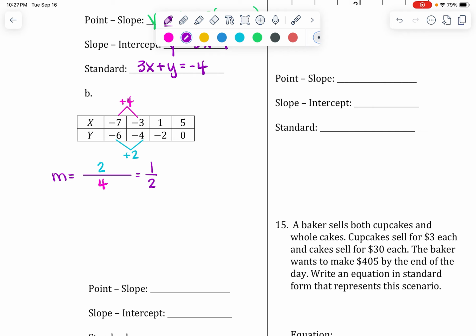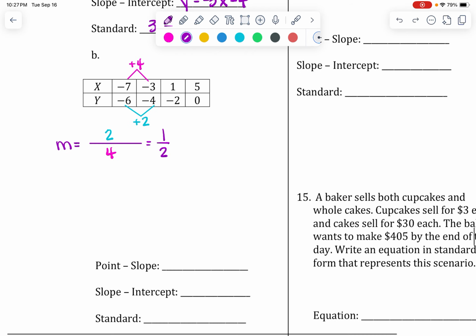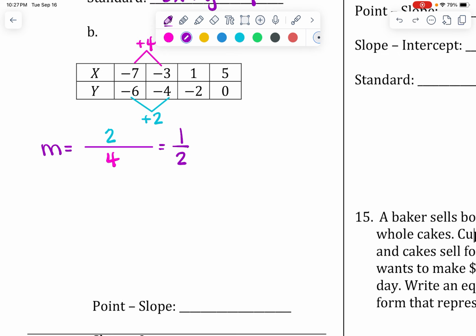Now, unfortunately, do you guys notice how none of these points are our y-intercept? Because y-intercepts have an x value of 0, right? And none of these say 0. I do see a 0 right here, but that's an x-intercept, not a y-intercept. So that is of no use to me. So I am not going to be able to just hop right to my slope-intercept form equation on this one. Okay? So I need to pick a point. I don't care which one you pick. I'm going to just choose this one for no reason whatsoever.